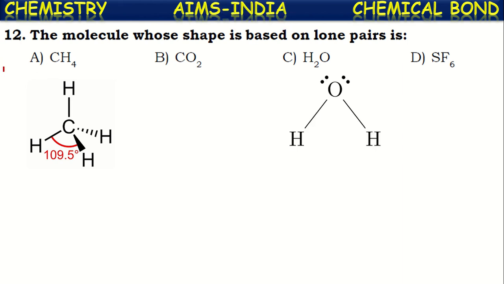Okay, if you see the water molecule, it has two bond pairs and two lone pairs. So its shape depends upon these lone pairs also. So it is the correct answer. Let us see the remaining two also.